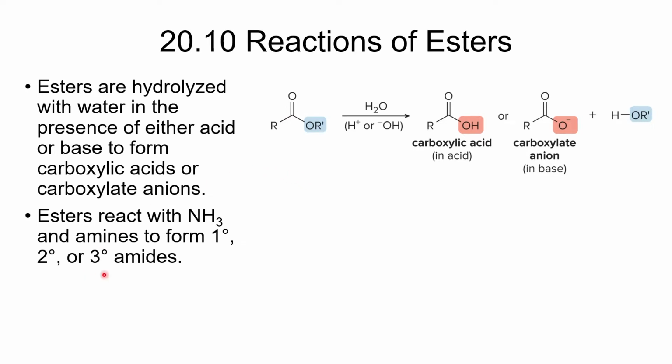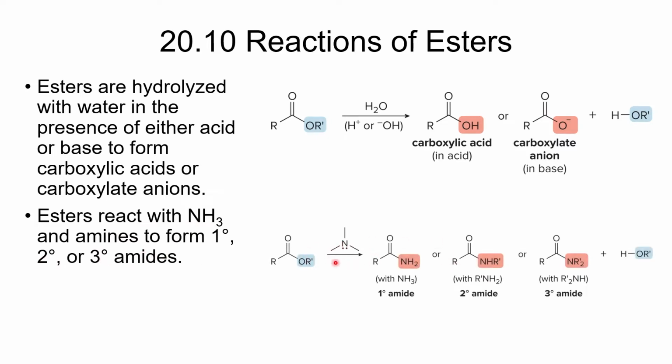We can also react esters with ammonia or amines to form either primary, secondary, or tertiary amides. And so here we've got an amine reacts with the ester. If we start with ammonia, we'll get a primary amide. If we start with a primary amine, we'll get a secondary amide. And if we start with a secondary amine, we'll get a tertiary amide.